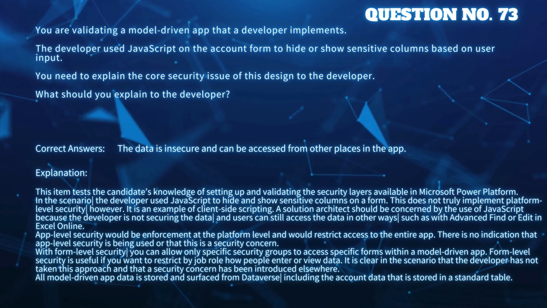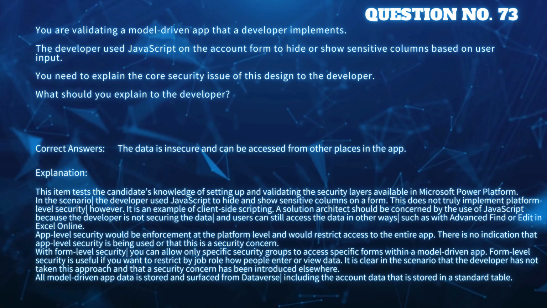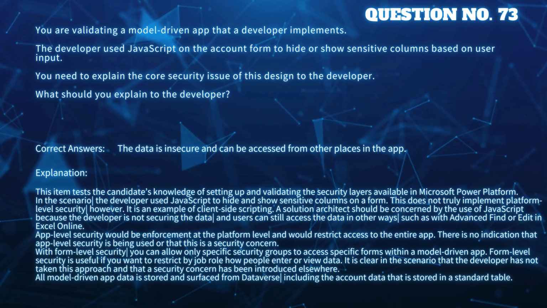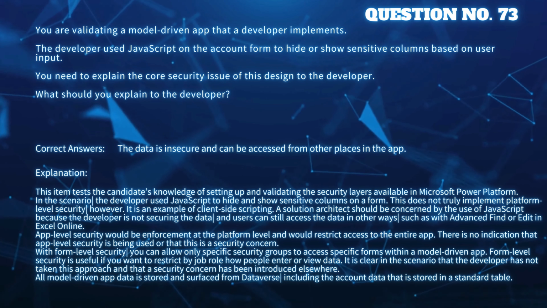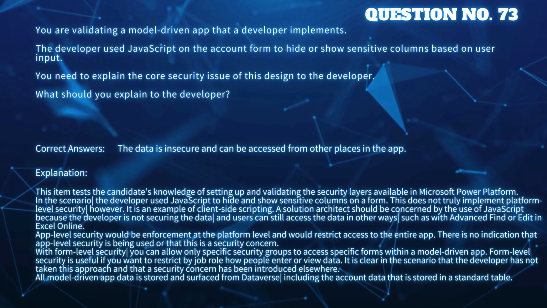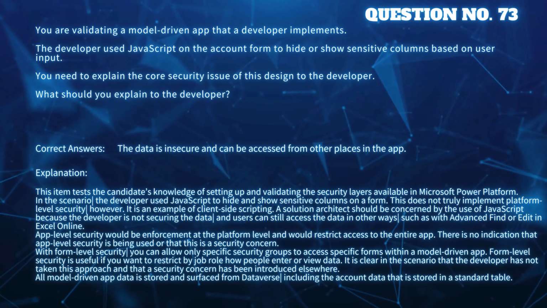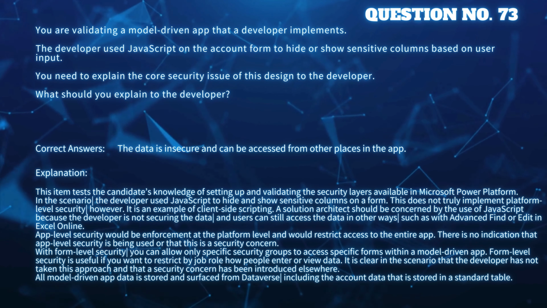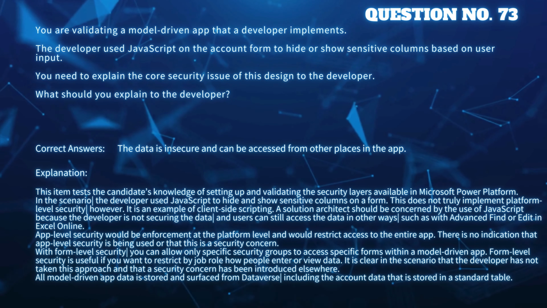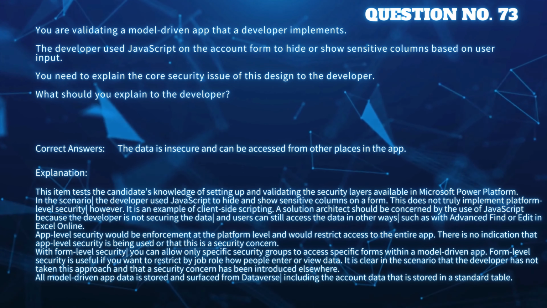Explanation: this item tests the candidate's knowledge of setting up and validating the security layers available in Microsoft Power Platform. In the scenario, the developer used JavaScript to hide and show sensitive columns on a form. This does not truly implement platform-level security, however. It is an example of client-side scripting. A solution architect should be concerned by the use of JavaScript because the developer is not securing the data, and users can still access the data in other ways, such as with advanced find or edit in Excel Online.